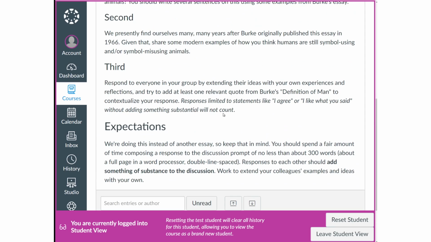So expectation wise, just keep in mind that we're doing this reading and the group discussion instead of doing another essay for the course. So keep that in mind, right? You should be spending a fair amount of time on the reading and on working your way through the group discussion. We're not going to do an essay on this, right? So your group discussion work should represent the amount of time that you would spend in putting an essay together, that kind of thing.